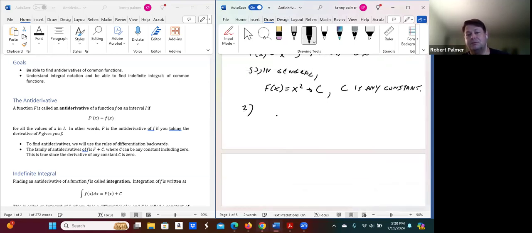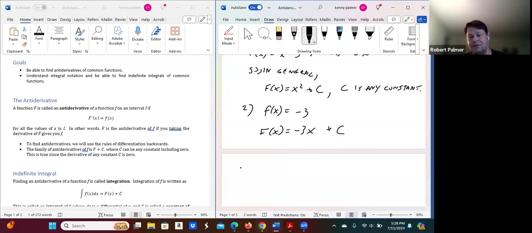Number 2. Let's say f prime of x is equal to -3. Then what function would give us an antiderivative of that? What function would give us a derivative of -3? Well, if you just have a constant, f of x is going to be -3x, because if you took the derivative of this, you get -3. And of course, once again, plus c.